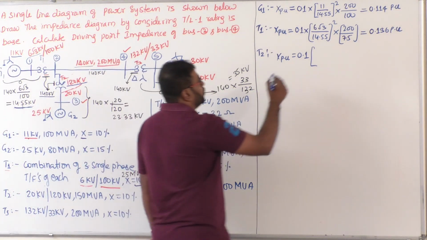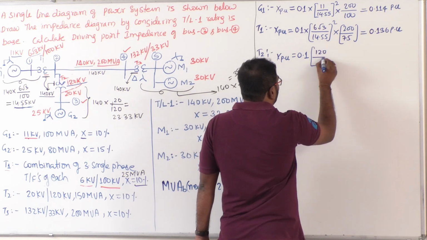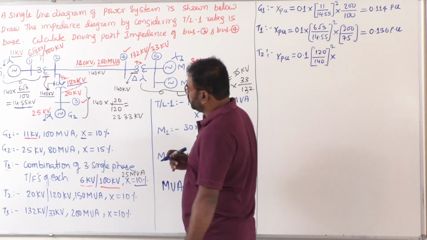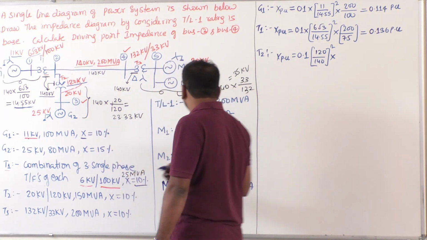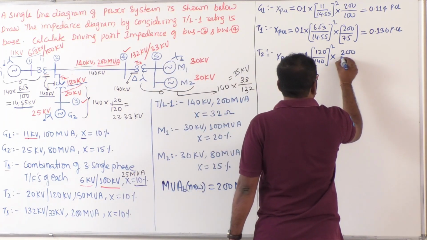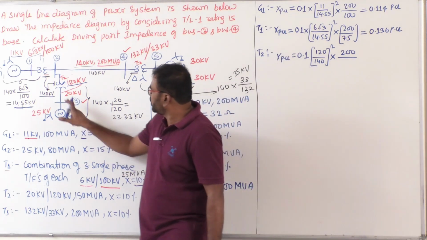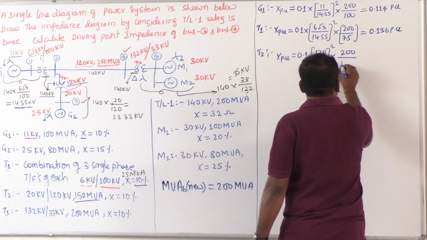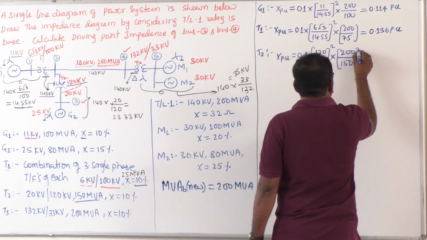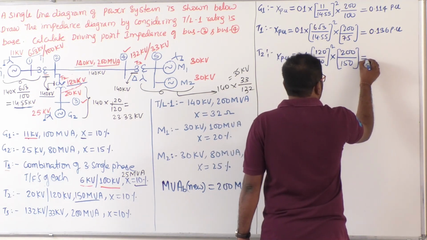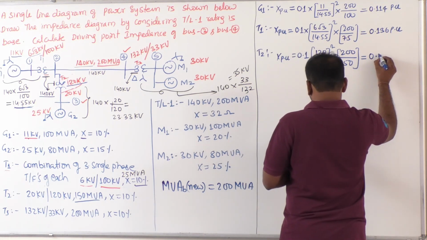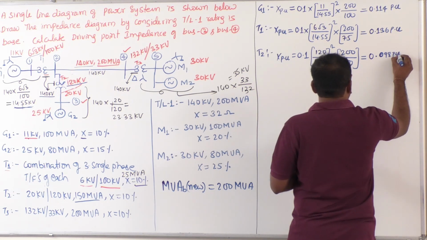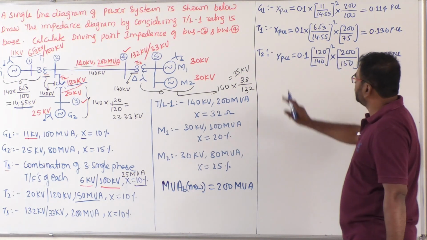So 120 KVB old, 140 KVB new, whole square. MVAB new and MVAB old. MVAB new anyway 200 and MVAB old, let's see what is the transformer 2 MVA rating, 150, so 200 by 150. If I solve this, we get 0.9098 per unit. That is the new per unit reactance of transformer 2.